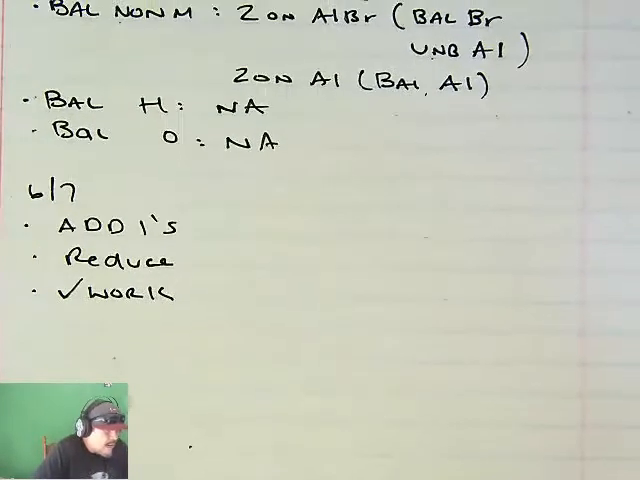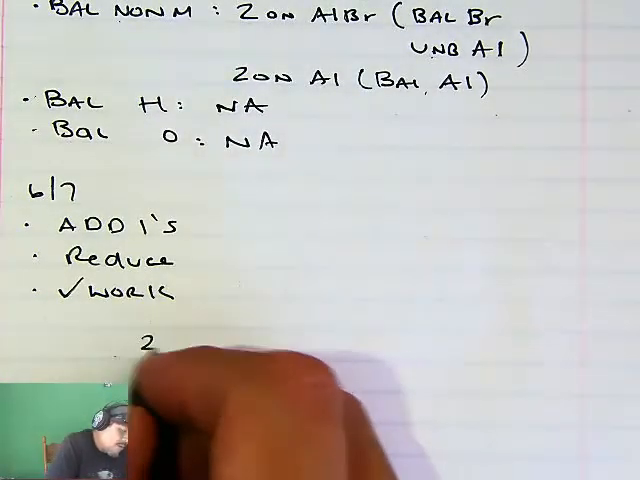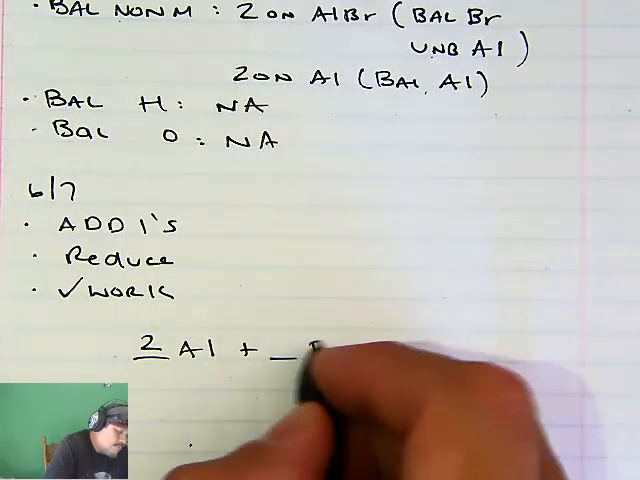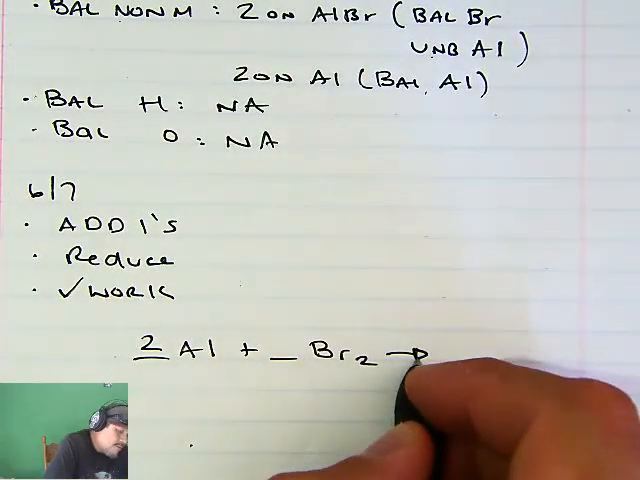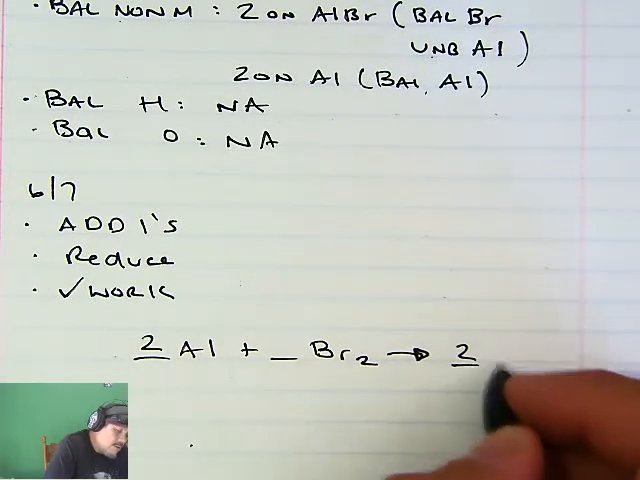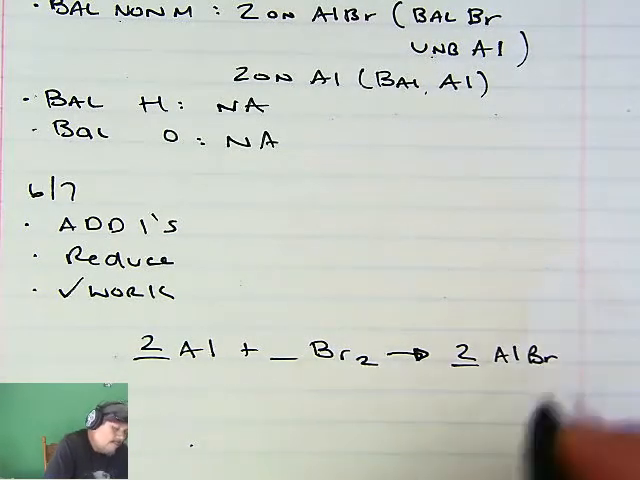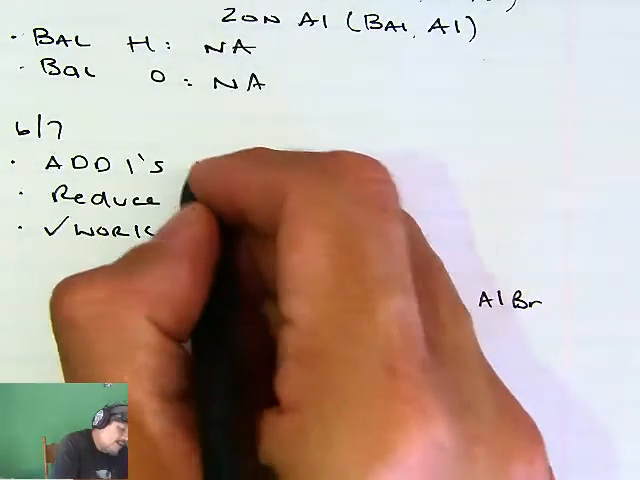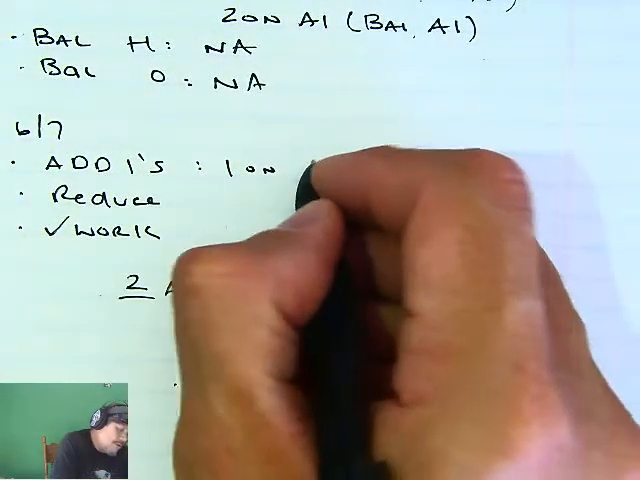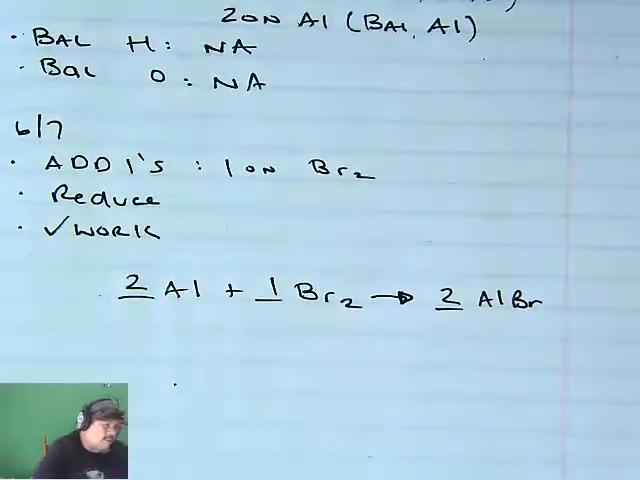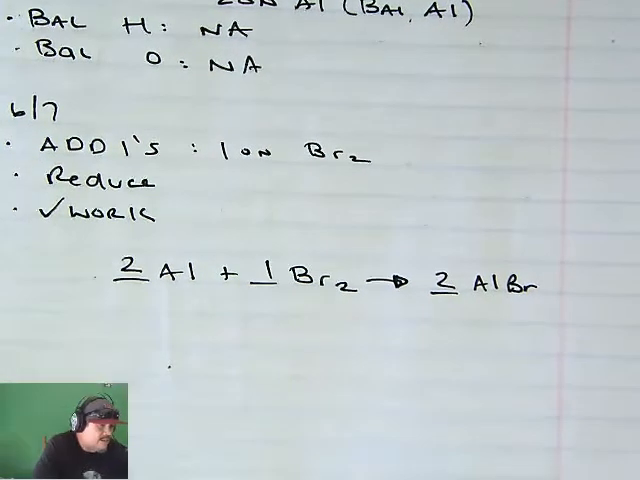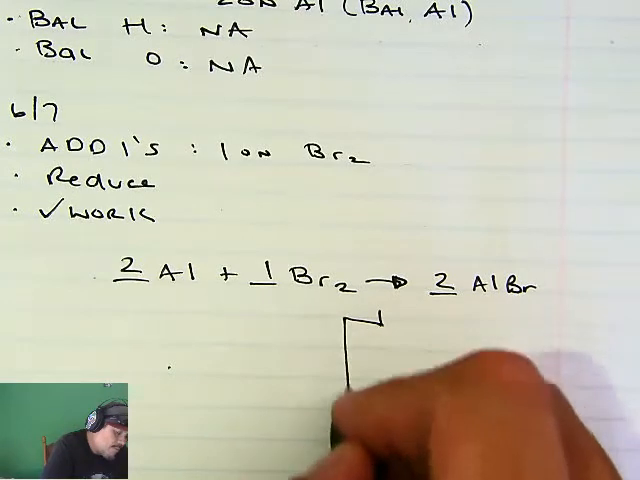Okay, I rewrite my final reaction, what my reaction ended with. So 2 aluminums, and then Br2, and then 2 AlBr. Okay, so that's what it ended as. Add 1s, so I'm going to say 1 on Br2. So that's that right there. Reduce, 2, 1, 2 is reduced as it gets. There's nothing I can do, so now it's check work time.